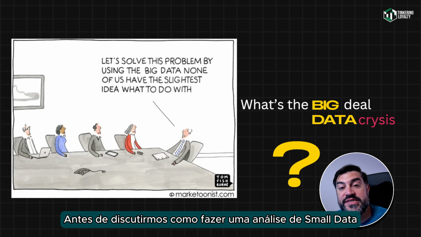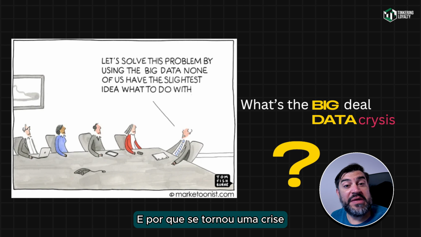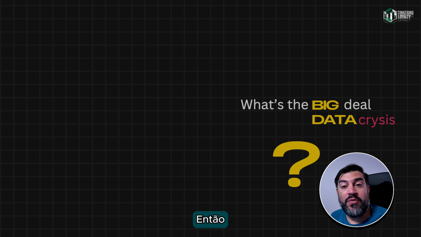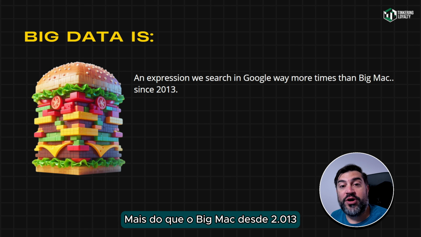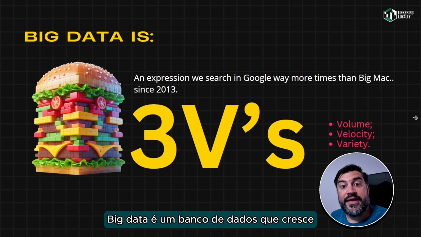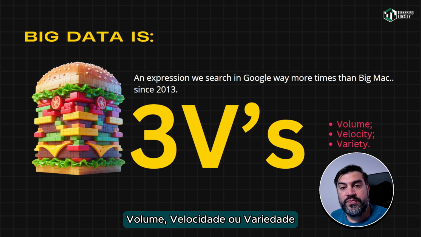So before we discuss how to do a small data analysis, we need first to understand what big data is and why it became a crisis. Big data is an expression that we have searched in Google more than Big Mac since 2013. Big data is a database that grows considering these three V's: volume, velocity, or variety.